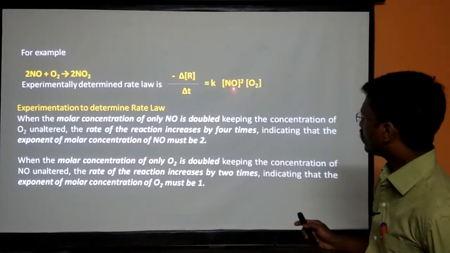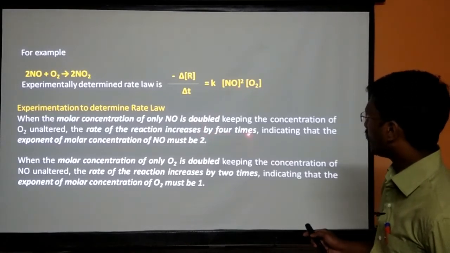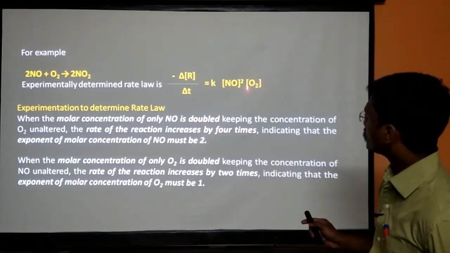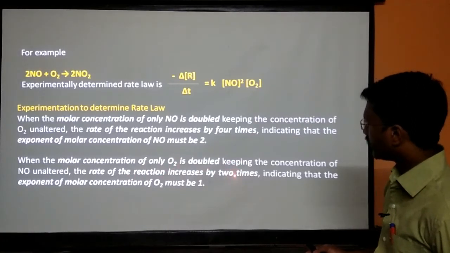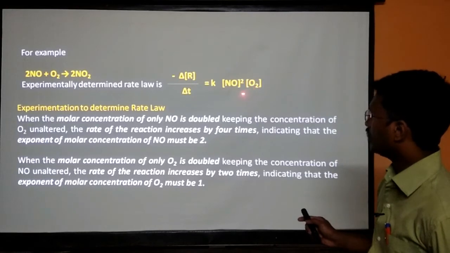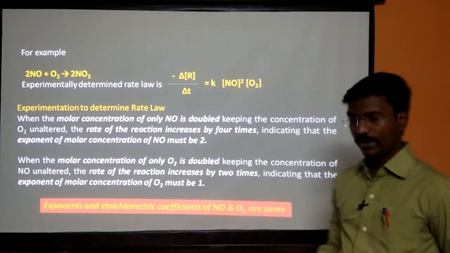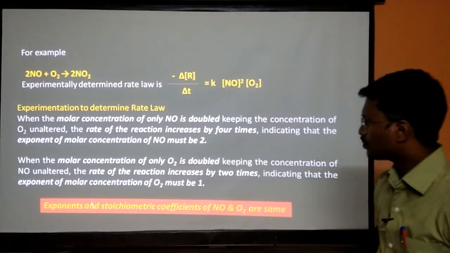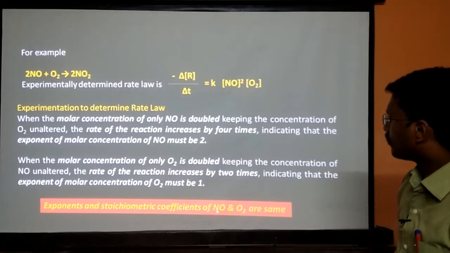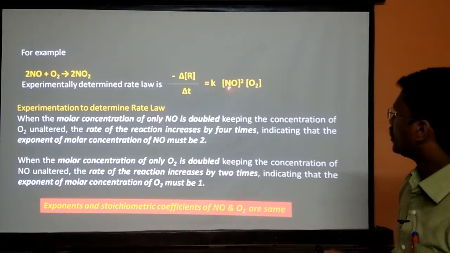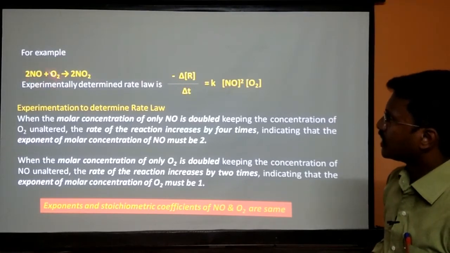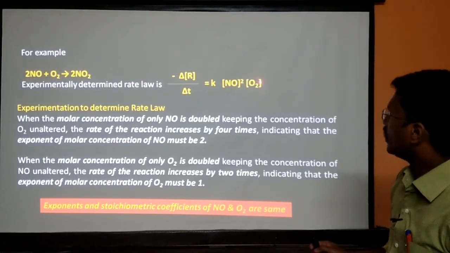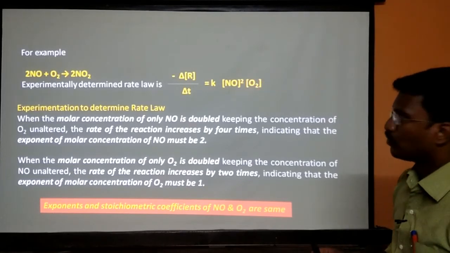Are you getting my point? If the rate is increased by 4 times, then the power must be 2. If the concentration is doubled, then the rate of reaction increased by 2 times, then the power must be 1. Here, only in this expression, we are observing that the exponents and stoichiometric coefficients of NO and O2 are the same. Can you see that NO has power 2 and the coefficient is also 2. O2 has the stoichiometric value 1 and the exponent also has the value 1.